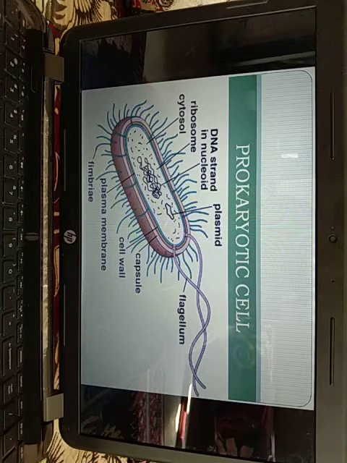Now, the cell wall. It is a rigid solid covering which provides shape and structural support to the cell. The cell wall lies between the plasma membrane and glycocalyx. The periplasmic space occurs between the plasma membrane and the cell wall. The cell wall protects the bacterial cell against bursting in hypotonic solution. The wall is 20 to 80 nanometer thick in gram-positive bacteria. It is single layered and smooth.